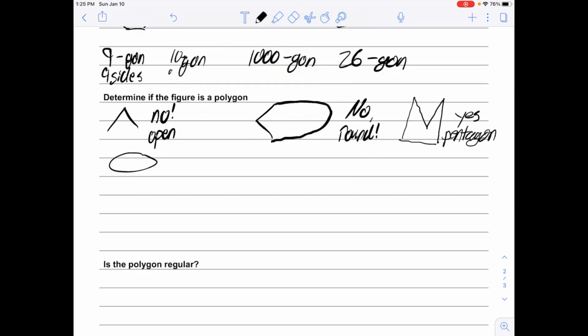An oval is not a polygon, or a circle. They're not polygons because they are round edges. But a crazy looking shape like a star, again, pardon me for the lines not being perfectly straight. This crazy looking star shape, this is a polygon because it is all straight sides. And if I count them, this is an octagon.